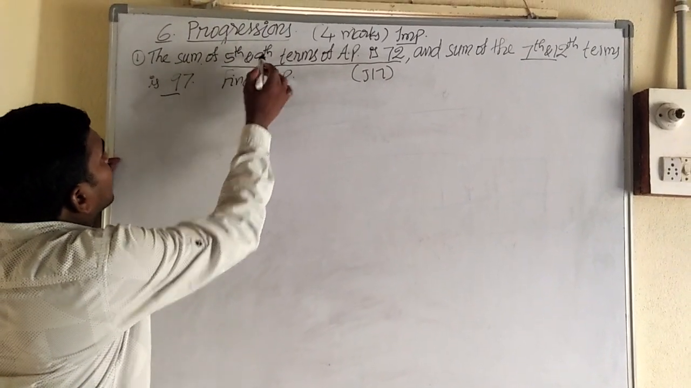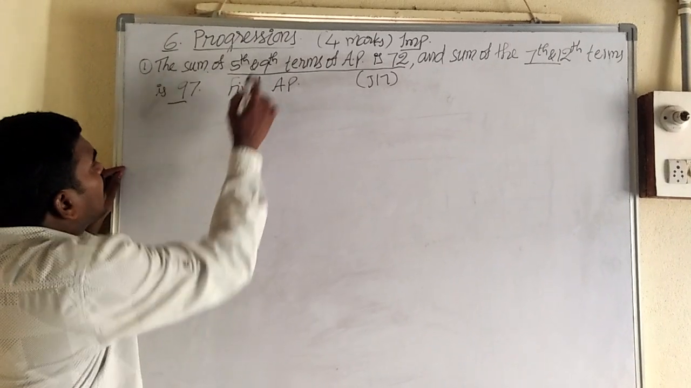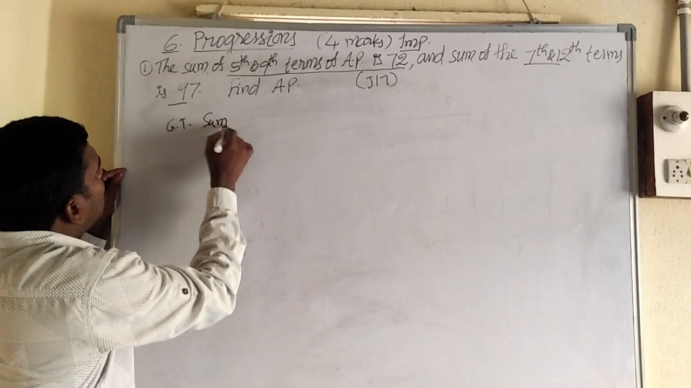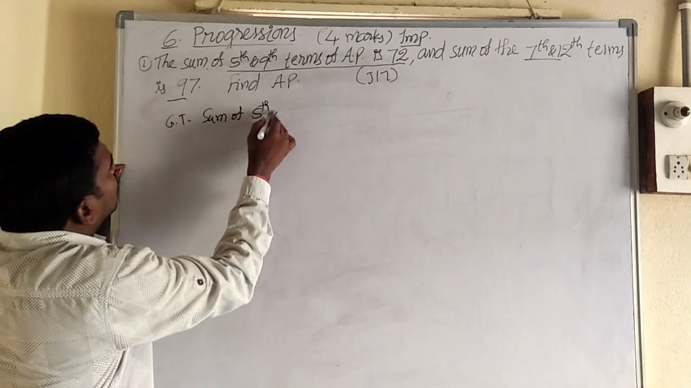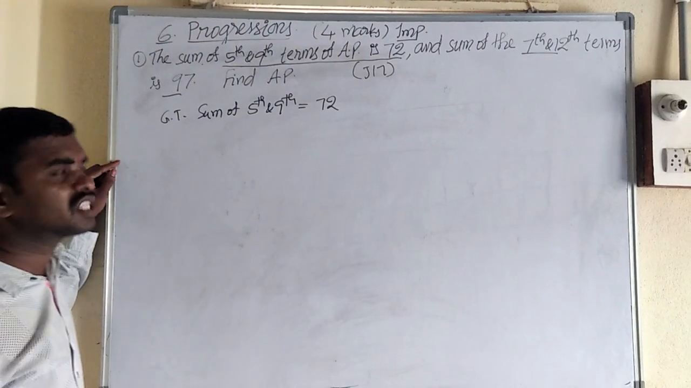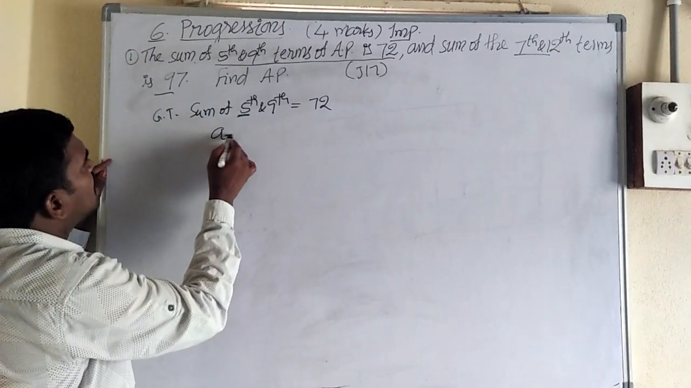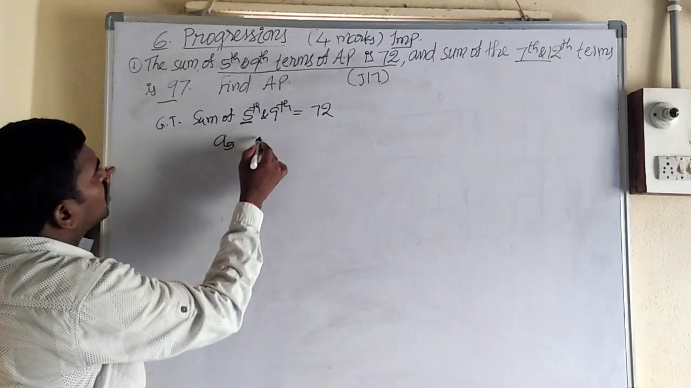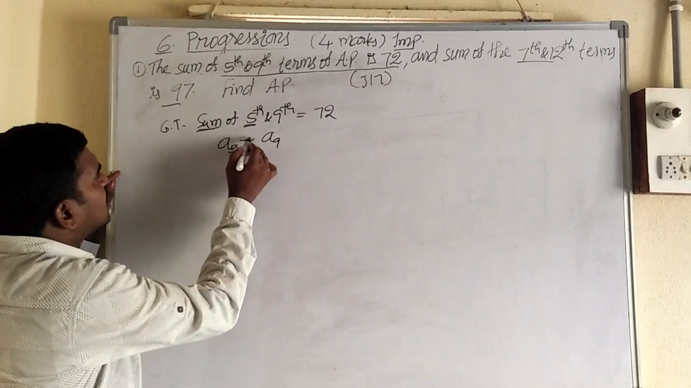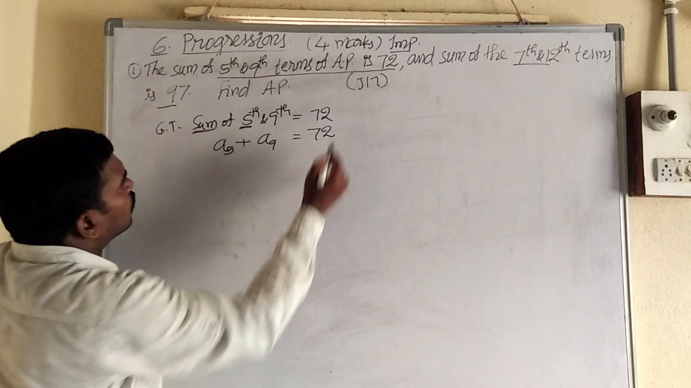Sum of the fifth and ninth terms. Sum means addition of the fifth and ninth term. So given that the sum of the fifth and ninth is 72, "is" means equal to 72. The fifth term in the AP is taken as A5, and the ninth term is A9. Sum means plus between these two, and next is equal to 72.